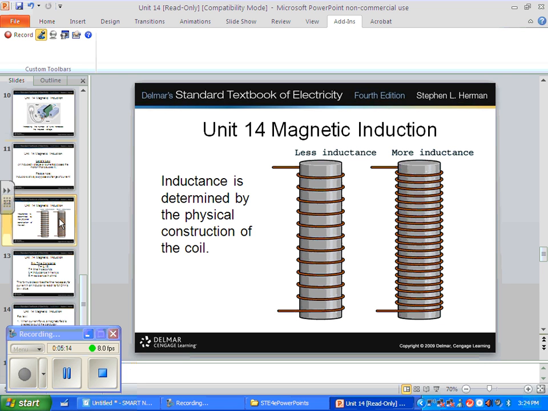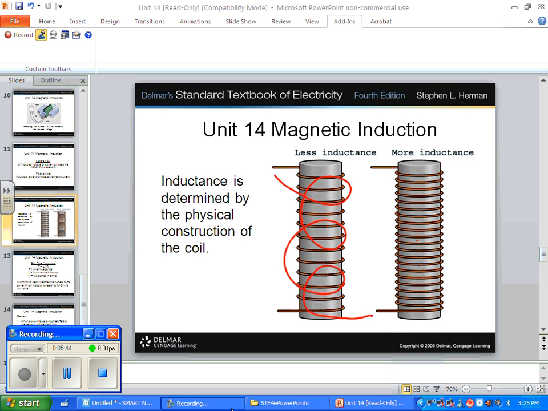Okay, inductance is determined by the physical construction of the coil. Notice this winding is wound in the same way. No, these are wound in opposite directions, aren't they? No, these are wound in the same way. But you notice that, take a look at this one on the left, the only difference between this one and this one is that it has more windings. But couldn't we wind around the other way?